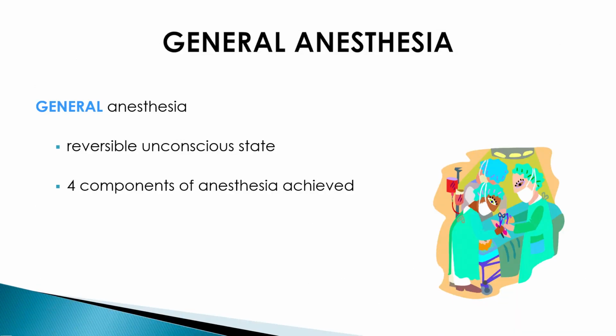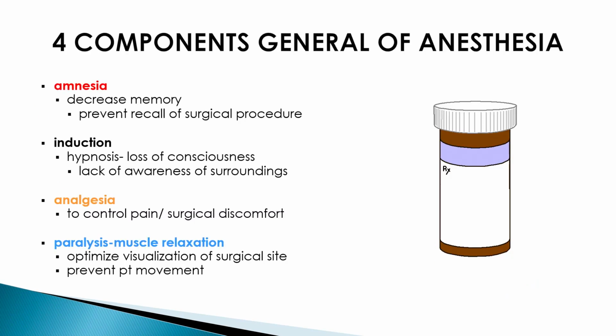So let's talk about general anesthesia. A general anesthetic regimen is a reversible unconscious state. 4 components of anesthesia are achieved. Amnesia, which means decreased memory. This helps prevent recall of the surgical procedure. Induction or hypnosis, or the loss of consciousness, the lack of awareness of your surroundings. Pain control, and the lack of movement.